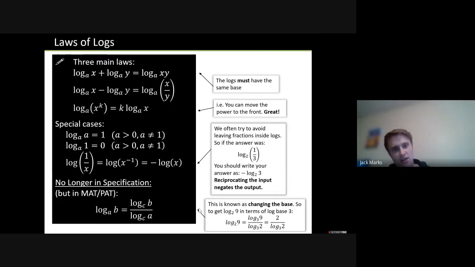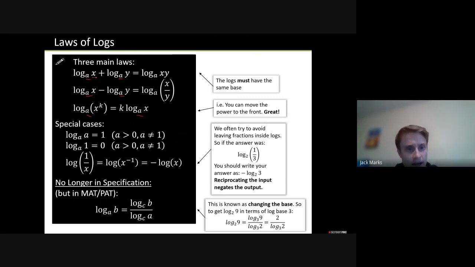Laws of logs then. So there are a few laws that we can use with logarithms, and we can use these to manipulate things and solve things and so on. So here are the three main rules. Notice with all of these, they have to have the same base. You have to have the same base. The same as if you had powers, you needed the same base to add them and subtract and so on. It's the same kind of thing here.